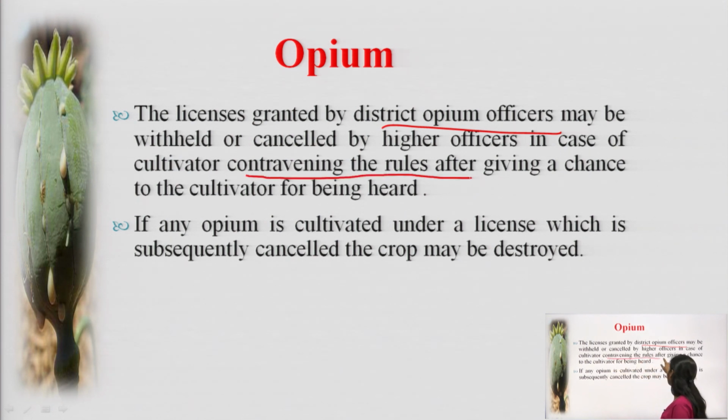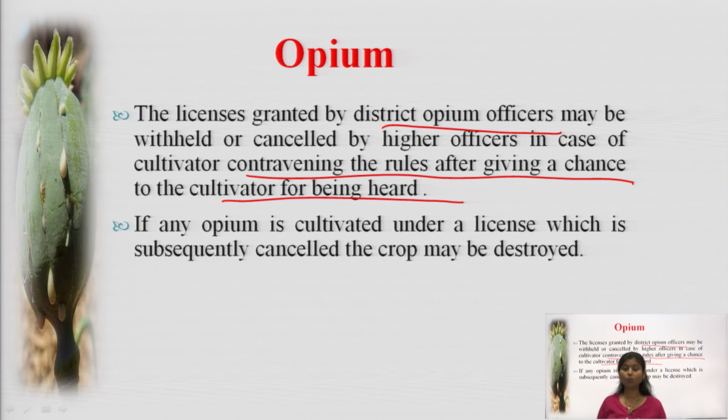contravening the rules, after giving the cultivator a chance of being heard. You will get one chance or a second chance from the authorized person. But if you do it again and again, then your license can be cancelled by the concerned person. So you have to work within the law, and if you are found to contravene the rules, that you are not following the rules, then your license can be cancelled.